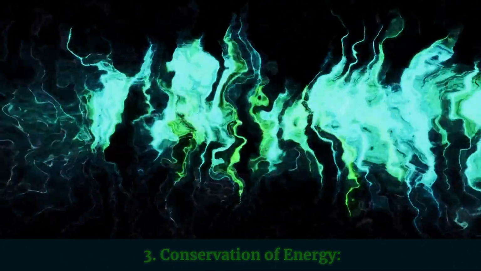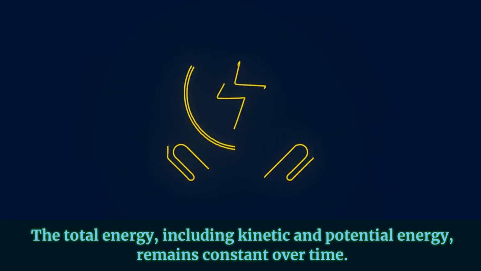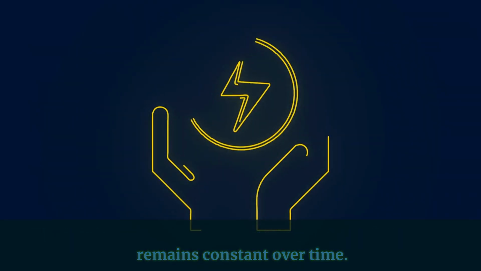3. Conservation of energy. In classical mechanics, energy is conserved in a closed system. The total energy, including kinetic and potential energy, remains constant over time.